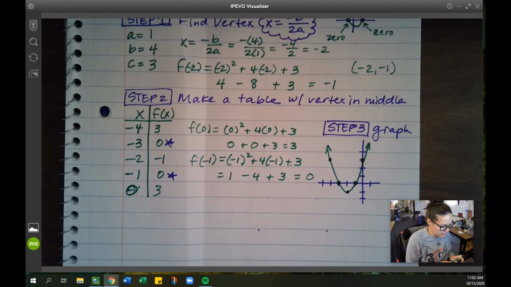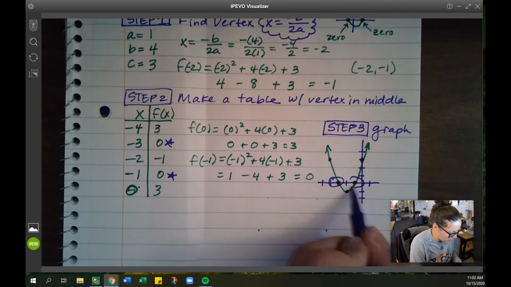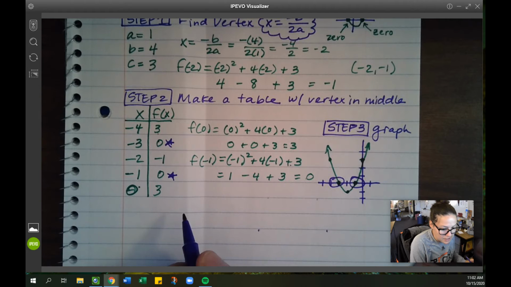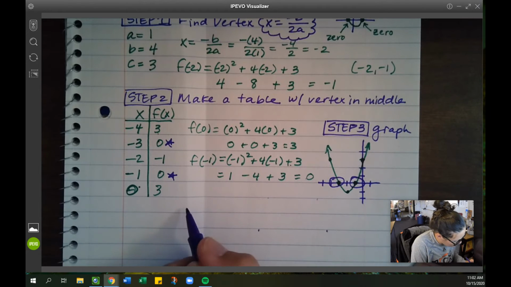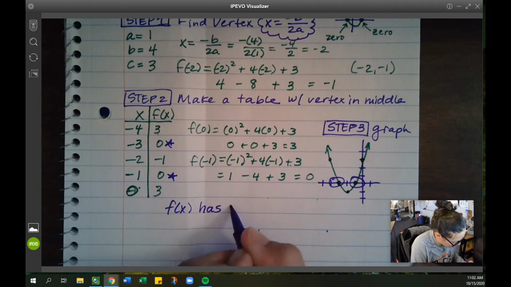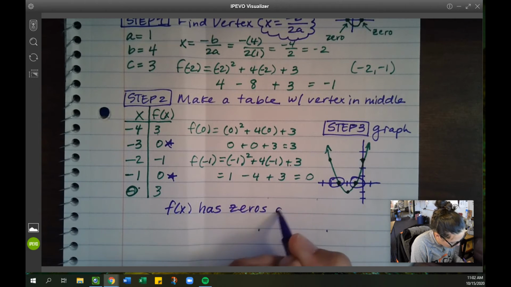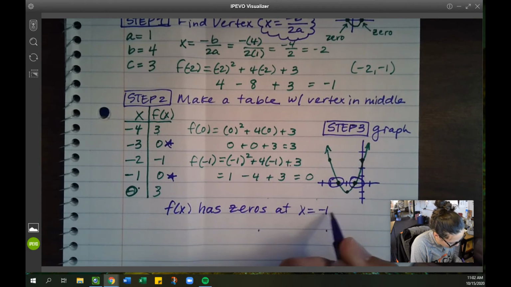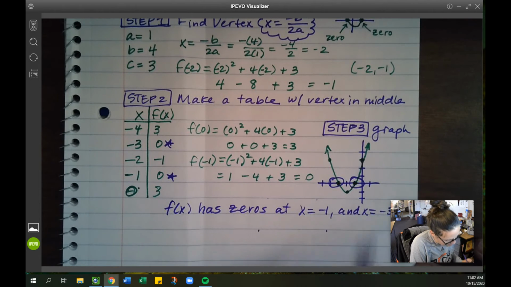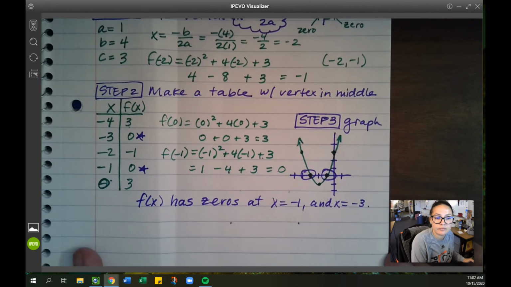It's lovely. And what did we find? Where are our x-intercepts? Right here at negative 3 and negative 1. So my solutions are, f of x has zeros at x equals negative 1 and x equals negative 3. And that's going to be our answer.